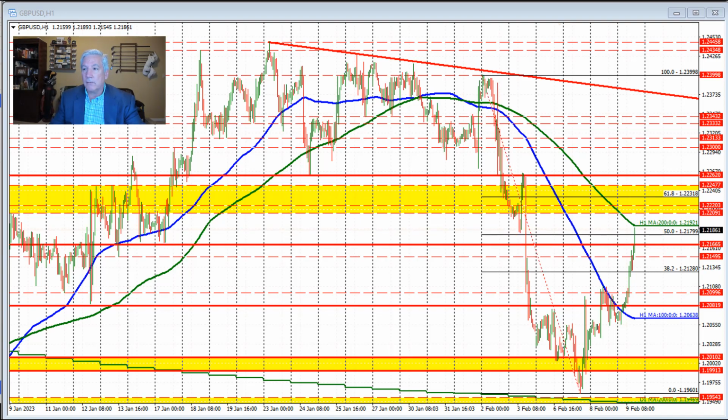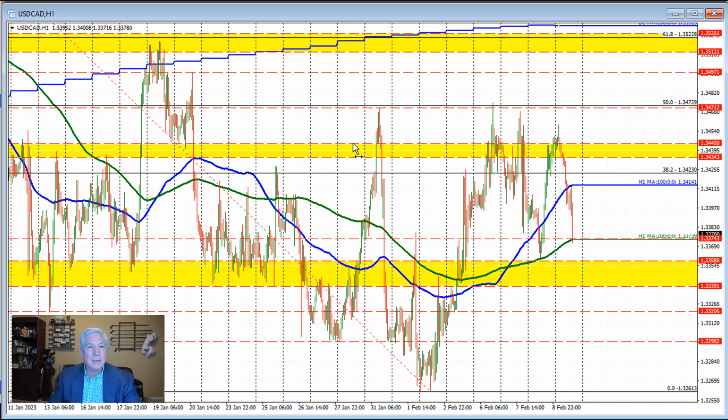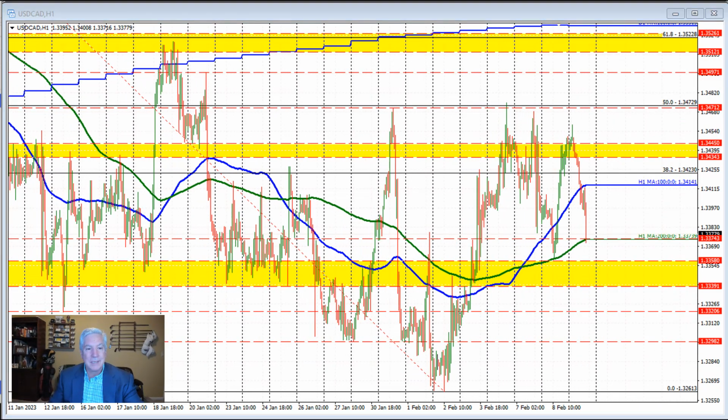Finally, take a look at the dollar versus Canada. Why? Because this currency pair is moving down to test its 200-hour moving average once again. In trading yesterday, the market came down to the 200-hour moving average, found support buyers against it, and rocketed back to the upside, nearly retracing the entire move to the downside here.